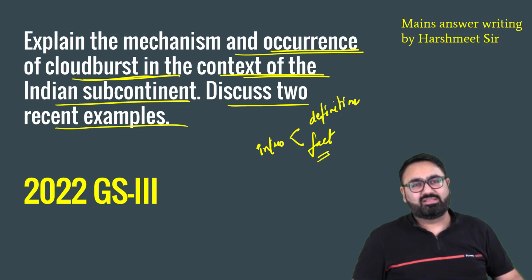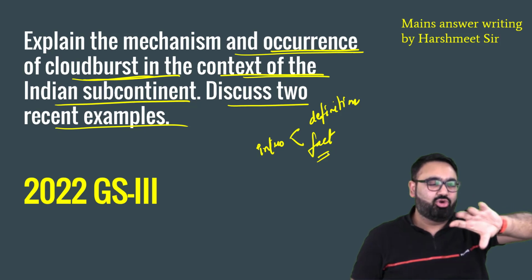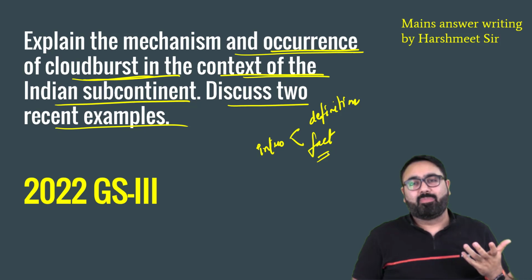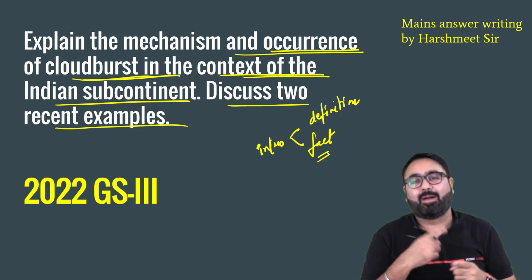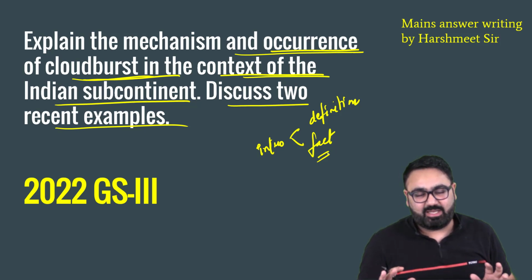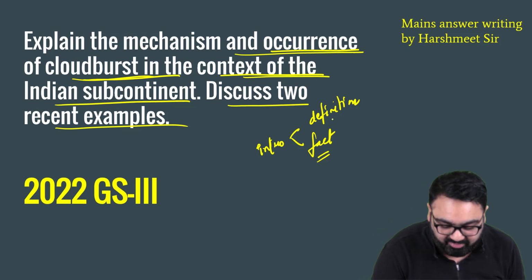You can say that, for example, in September 2023, we saw a major cloudburst in this part, which led to loss of these many lives or loss of this infrastructure. That can be a good beginning as a fact if it has happened recently. If you don't remember something like this happening recently, or if you don't remember something like this happening ever, then it's good to go with a definition.